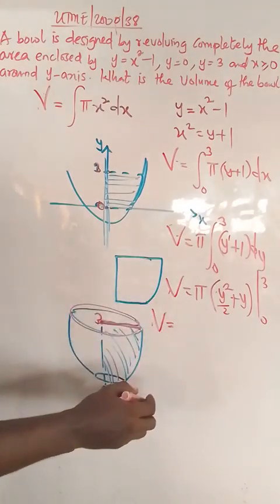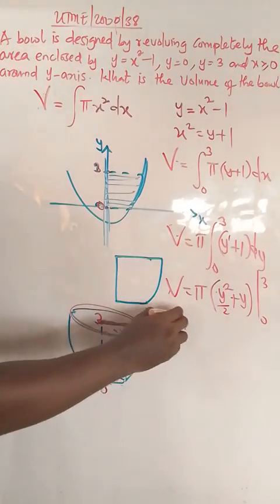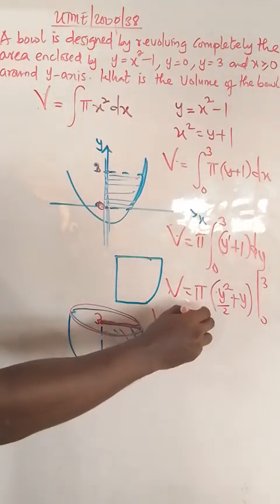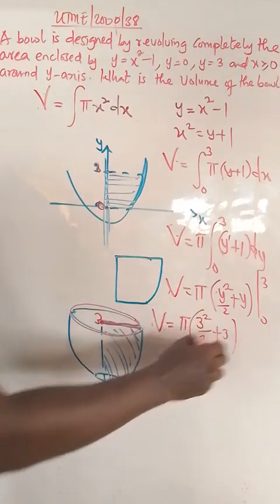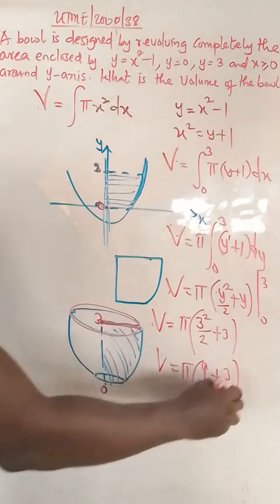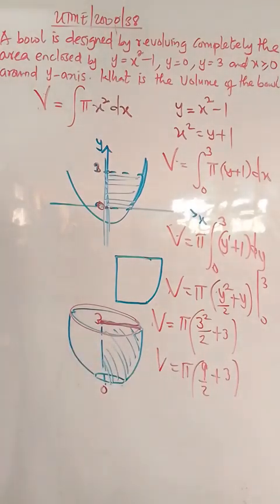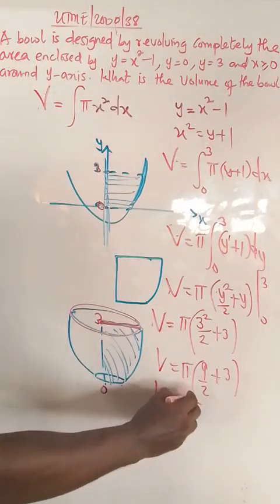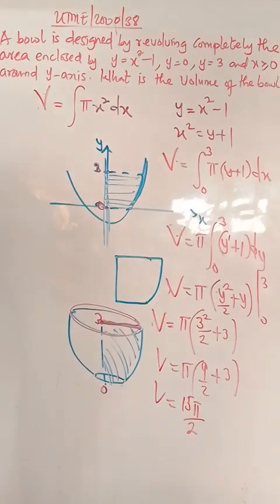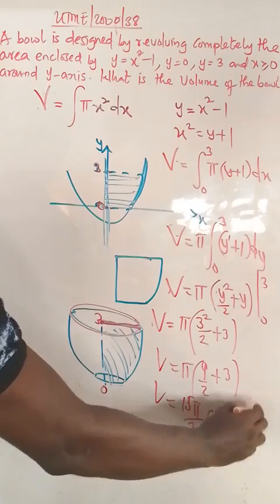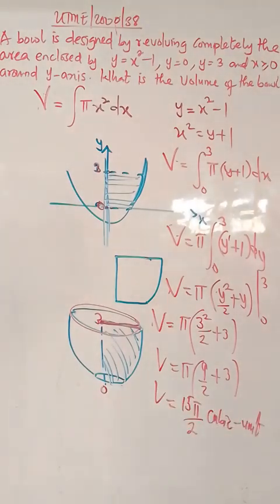So the volume becomes pi times, let's insert 3, 3 squared over 2 plus 3. Pi times 9 over 2 plus 3. 2 times 3 is 6, 6 plus 9 is 15. So that's 15 pi over 2. And the units? It will be cubic units. And that's the final answer.